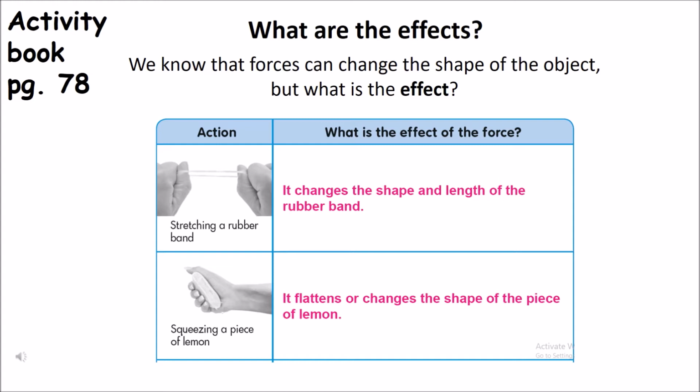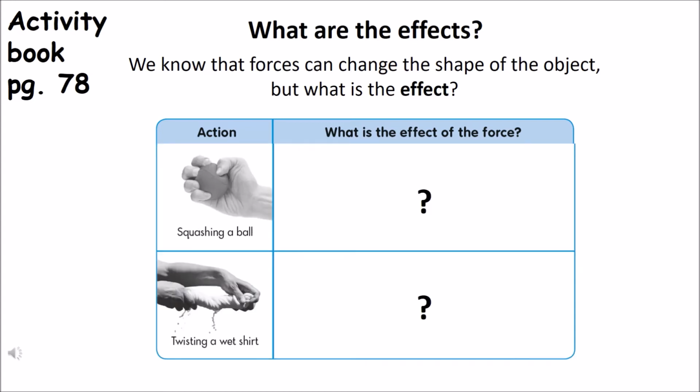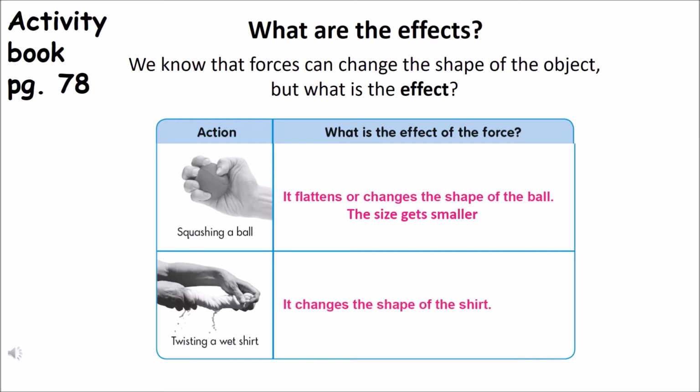And for squeezing a piece of lemon, the force flattens or changes the shape of the piece of lemon. Next, we have two new actions, squashing a ball and twisting a wet shirt. When we squash a ball, the force flattens or changes the shape of the ball and the size gets smaller. It compresses. And when we twist a wet shirt, the force changes the shape of the shirt. We can see it's no longer in a flat shirt shape. It's now in a twisty rope.